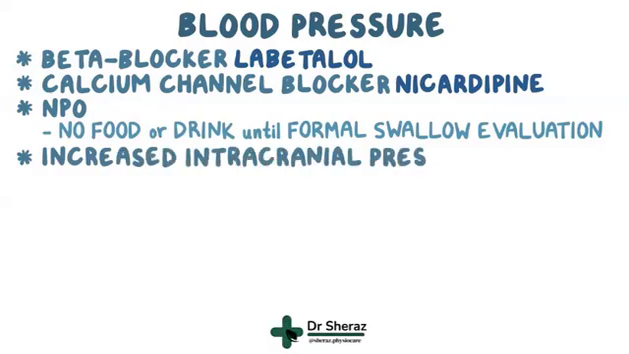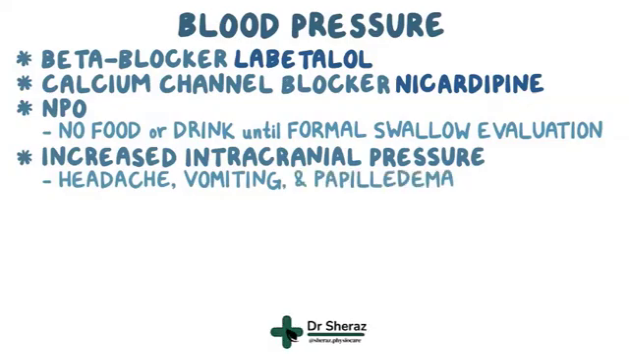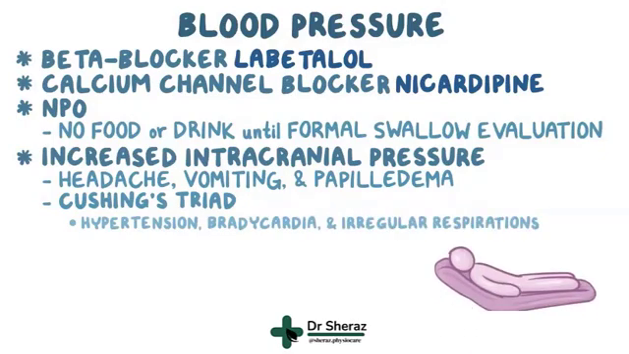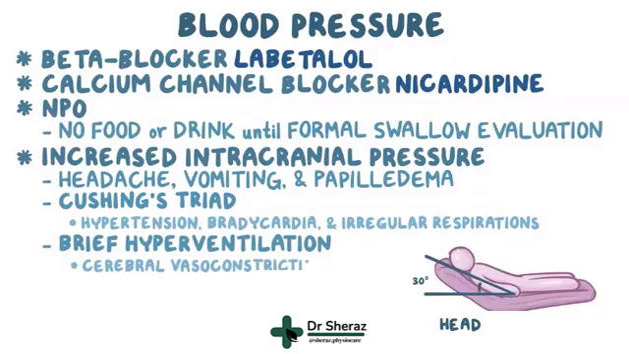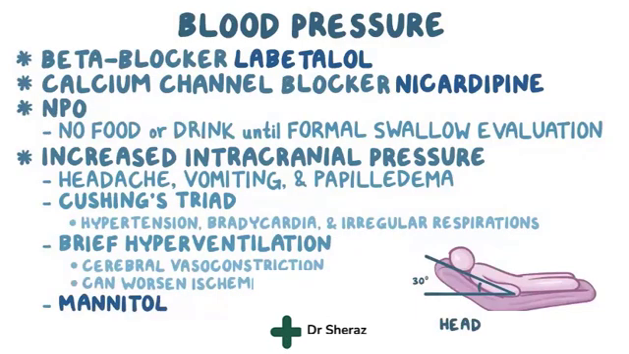Strokes can also result in increased intracranial pressure, or ICP, causing symptoms like headache, vomiting, and papilledema, as well as the Cushing's triad, which includes hypertension, bradycardia, and irregular respirations. To alleviate the increased ICP, the head should be in neutral alignment with the body and should be elevated to about 30 degrees. Increased intracranial pressure can also be treated by inducing brief hyperventilation, which causes cerebral vasoconstriction, but prolonged hyperventilation can worsen ischemic damage, so it should be done carefully. Finally, mannitol, which is an osmotic diuretic, can be used to help decrease the ICP.